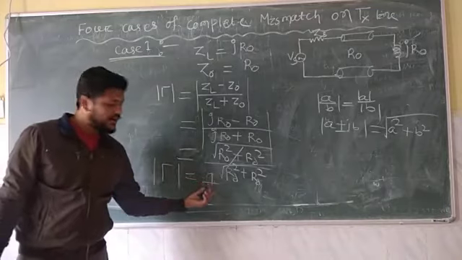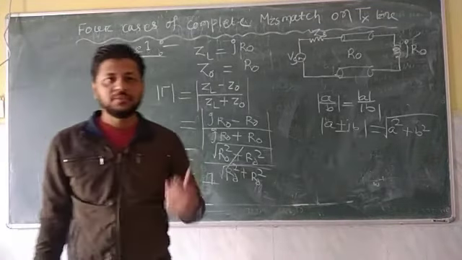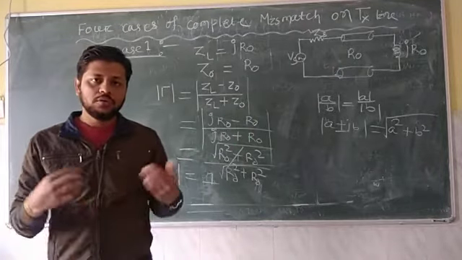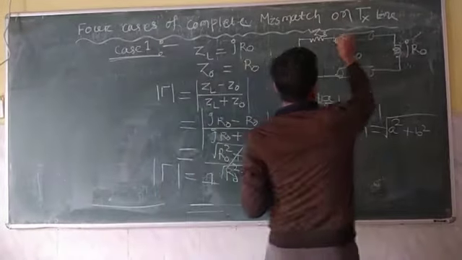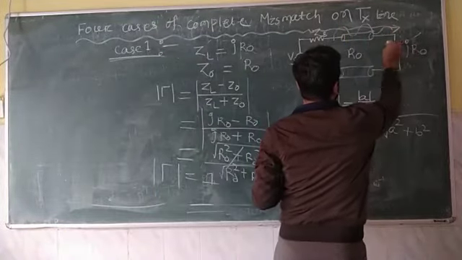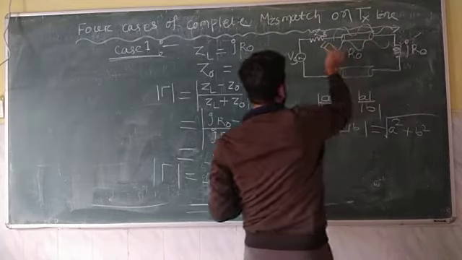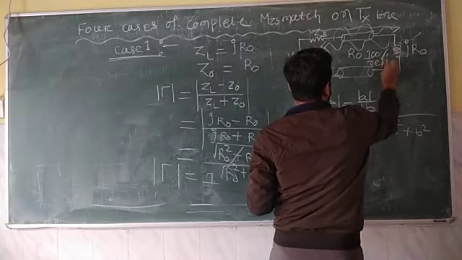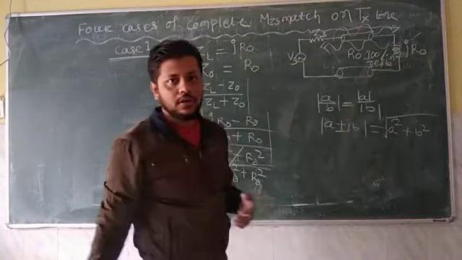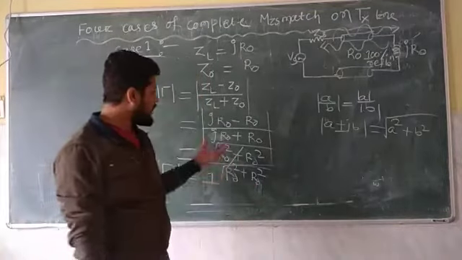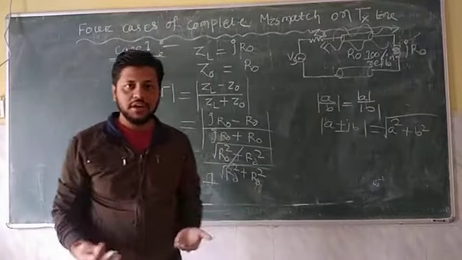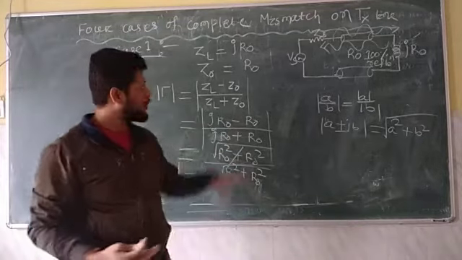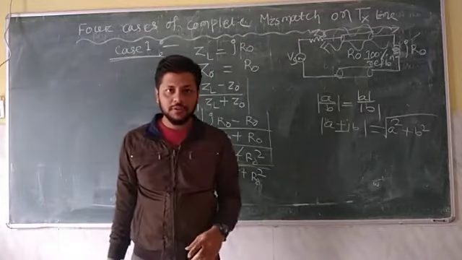And what does this 1 indicate? That is completely mismatched. Completely mismatched means no power will be delivered to the load. Whatever power the source sends towards the load will be reflected back towards the source. 100% reflection, no transmission at all. If the load terminated is purely inductive, we will have complete mismatch. That is your case 1.